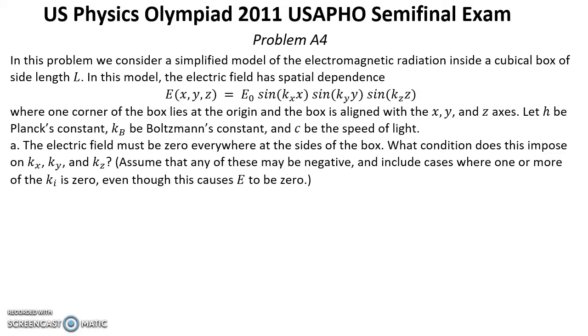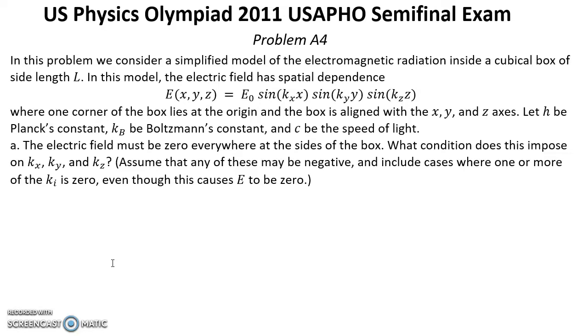In this problem we consider a simplified model of the electromagnetic radiation inside a cubical box of side length L. In this model the electric field has a spatial dependence E as a function of x, y, z equal to this expression, where one corner of the box lies at the origin and the box is aligned with the x, y, and z axes. Let h be Planck's constant, k be the Boltzmann's constant, and c be the speed of light.